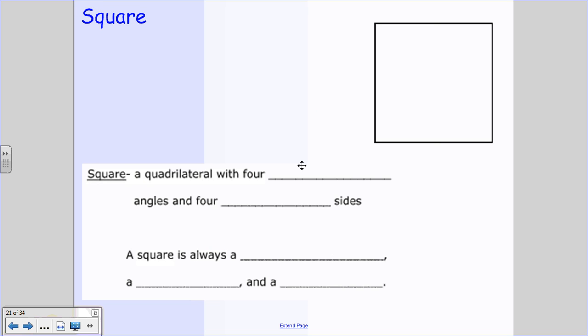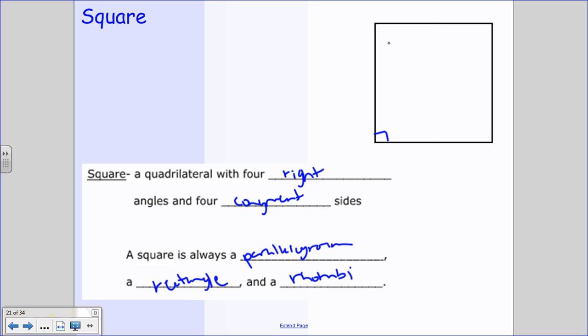And a square is a quadrilateral with four right angles and four congruent sides. So a square is always a parallelogram, a rectangle, and a rhombus, because it contains all of the properties of all three of those figures.